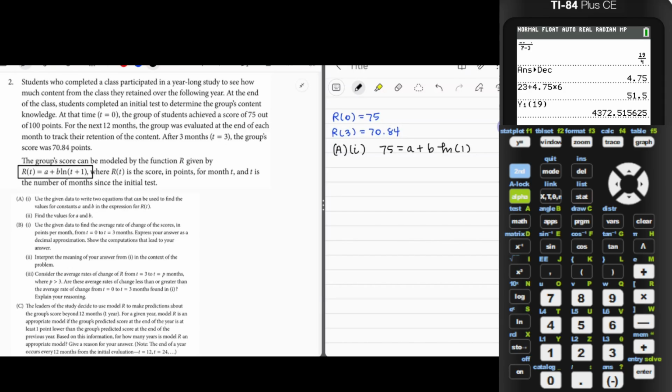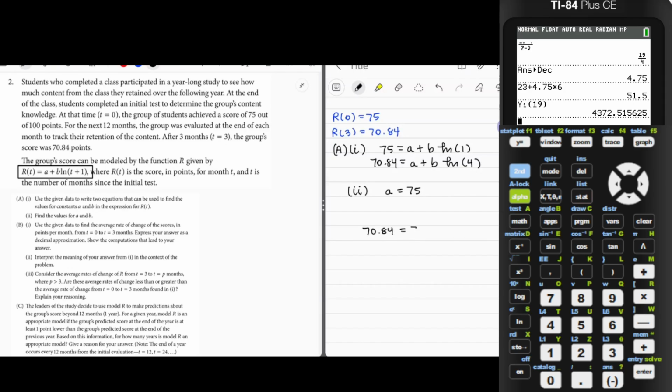Second equation is going to be r equals 70.84 when t equals 3. So a plus b times the natural log of 3 plus 1, which is 4. Okay, when it comes time to solve for the values of a and b in part A2, I think the best way is to say, I know natural log of 1 is 0. So a equals 75, because a plus b times 0 is just a. And so I see a equals 75. And then I can solve for b or use a calculator for it.